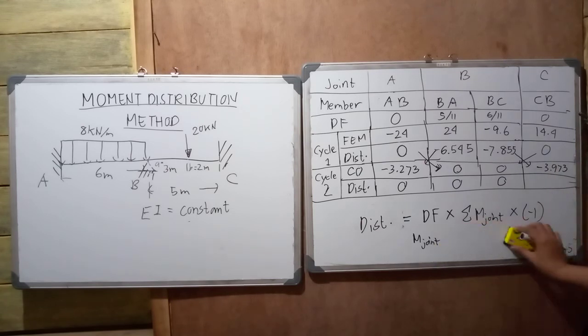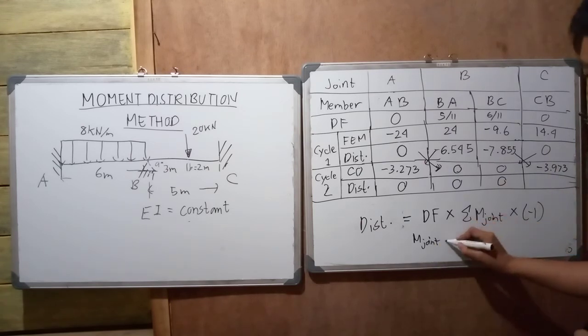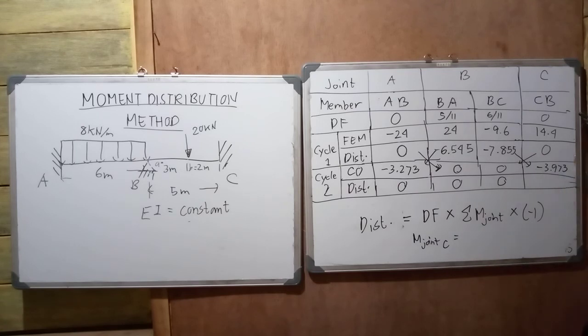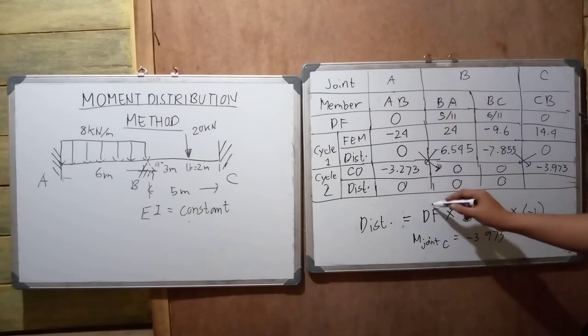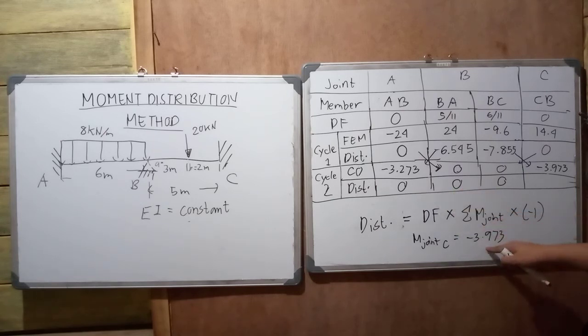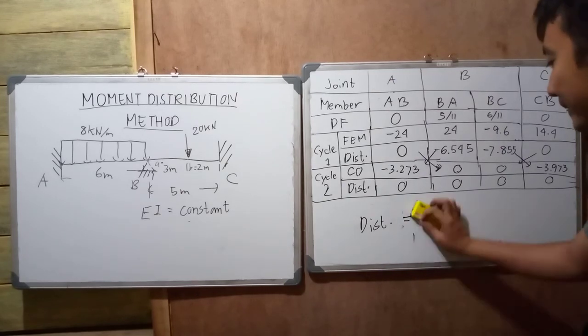So, kay joint C, okay, ang distribution factor, ang summation of moment at joint niya here is negative 3.973. Okay? So, i-multiply mo siya kay DF, which is 0. So, magiging 0 siya. Times negative 1, 0. Okay? So, dahil 0, 0 na lahat, i-add natin lahat yan. Okay? So, pwede natin masolve yung mga moments.